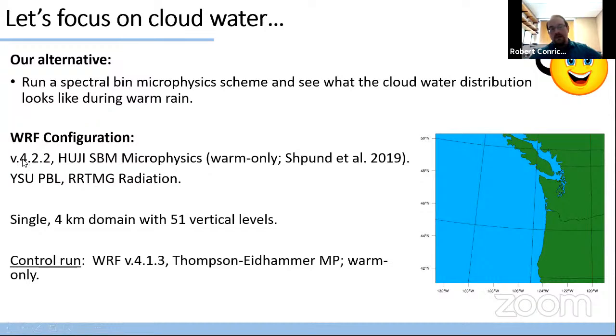And so for this, I'm using version 4.2.2 of WRF with a special warm rain only version of the bin scheme that's currently available in WRF. It's over a single 4 kilometer domain right here, kind of centered over the Pacific Northwest where we get all this nice warm rain.